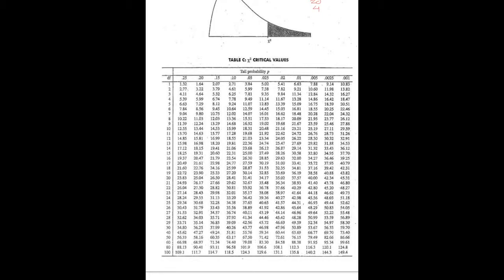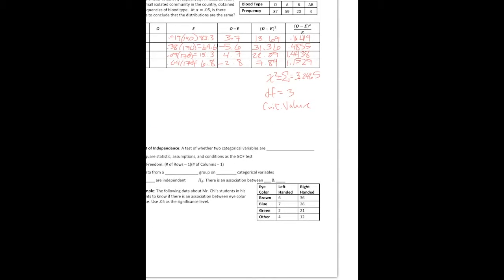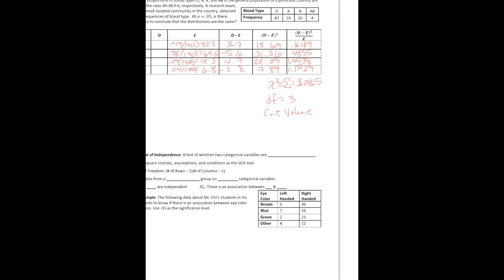Our degrees of freedom of 3. So degrees of freedom of 3 and a tail probability of 0.05 puts us at 7.81. So 7.81 is our critical value. All right, so what does that mean?